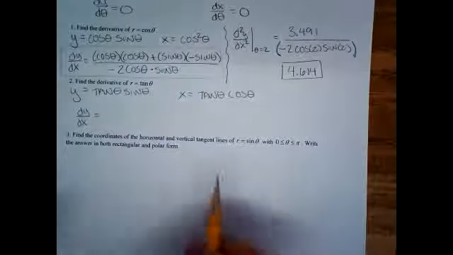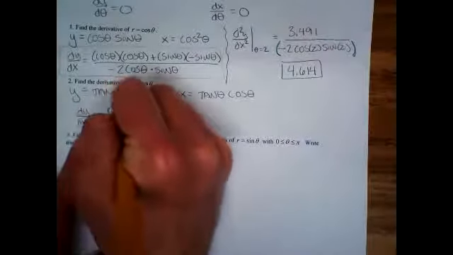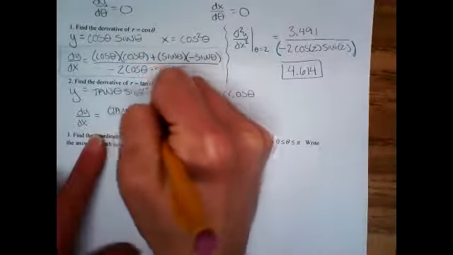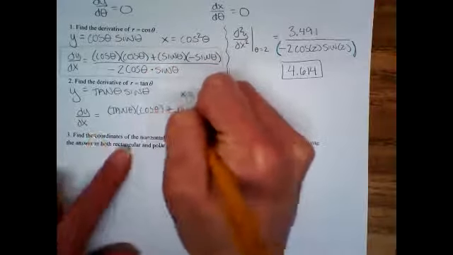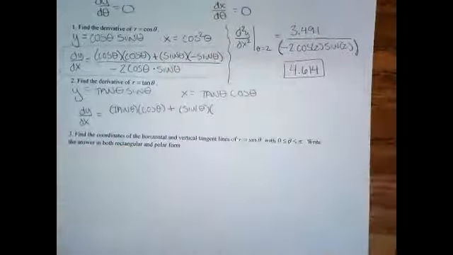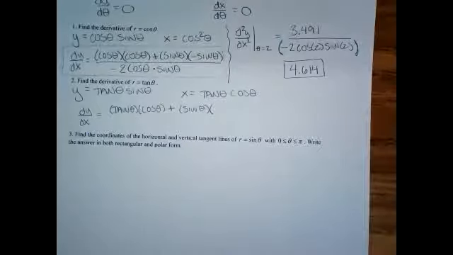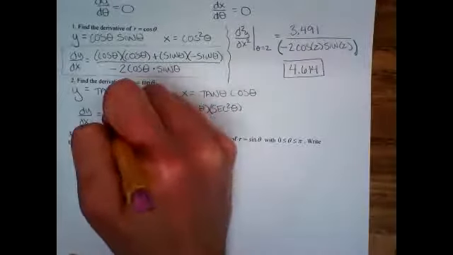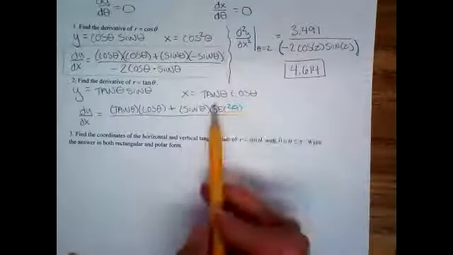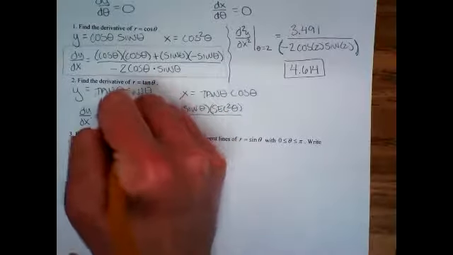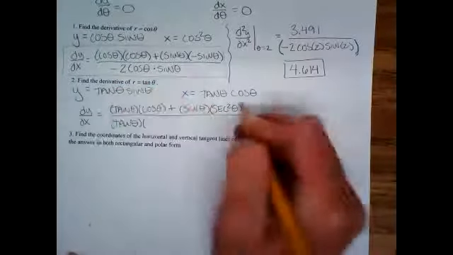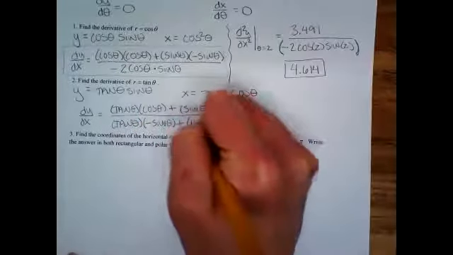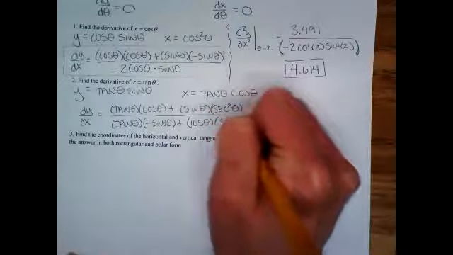Okay. Derivative of y. First would be tangent. Derivative of sine is cosine. Plus sine times derivative of tangent. What would that be? Secant squared. Good. Over, and then in the denominator, we're going to do a product rule for this one. So tangent times negative sine plus cosine times secant squared.